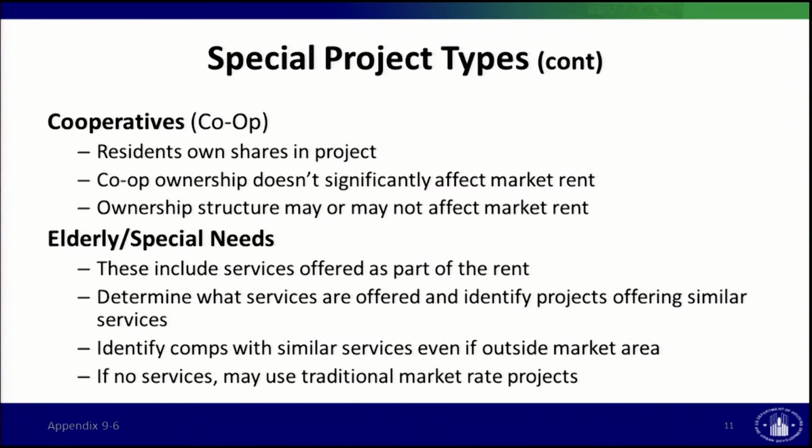Next, elderly special needs housing. Let's look at elderly and special needs projects. These types of projects are different from typical comps because they include services offered at no extra cost. If the subject has services, then the preference is for you to identify a comp with similar services, even if it's outside the market area, rather than select a project in the market area without such services. If the subject has no services, you should use traditional market rate projects.